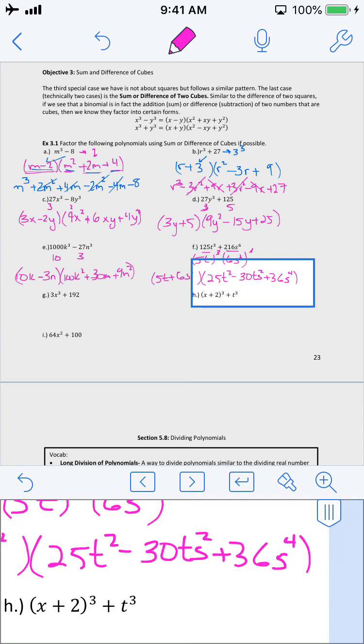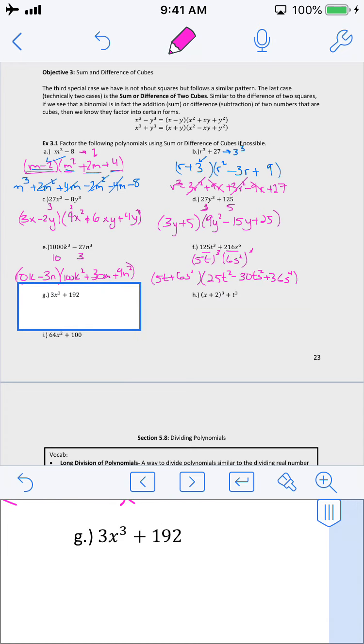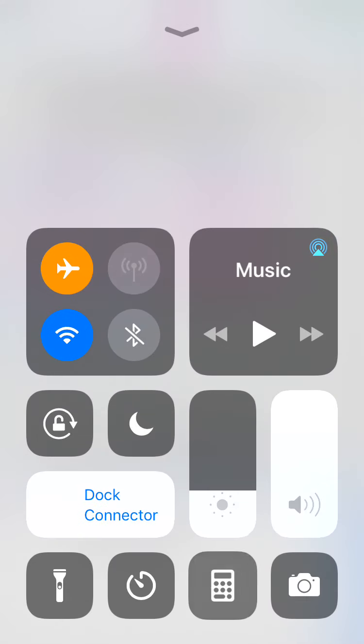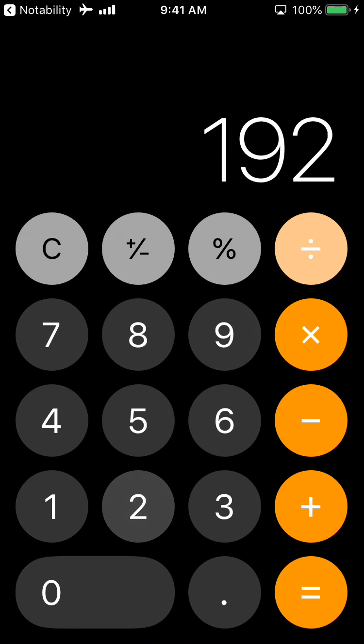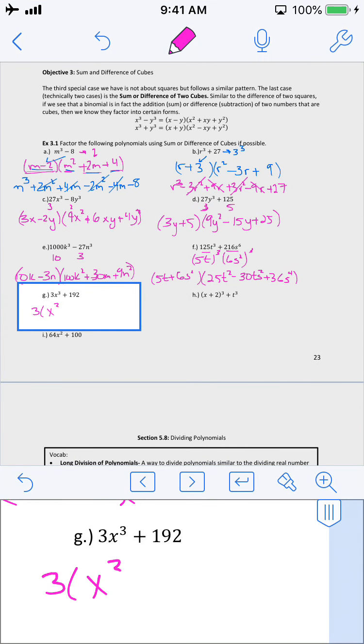All right, next one. Doesn't look like it's a cube. 3 is a 3, not a cube. But let me try maybe a GCF first. You never know. Could work, could not. Let's see, 192. Is that even divisible by 3? Hey, look at that, it is. And I do believe 64 is not only a square, but a cube. It is a cube of 4.